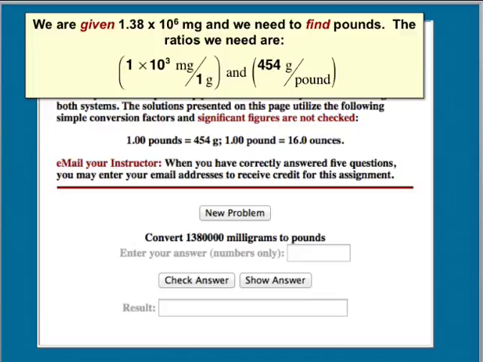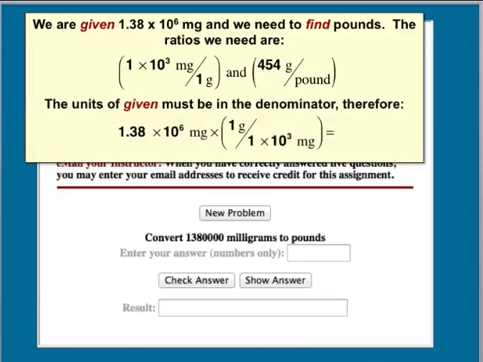We know that 1 gram is 1,000 milligrams, or a milligram is 10 to the minus 3 grams. Either one of those works. We also know that 454 grams is 1 pound because it says so right there. What we're going to do is use these ratios with this given and come up with our answer.